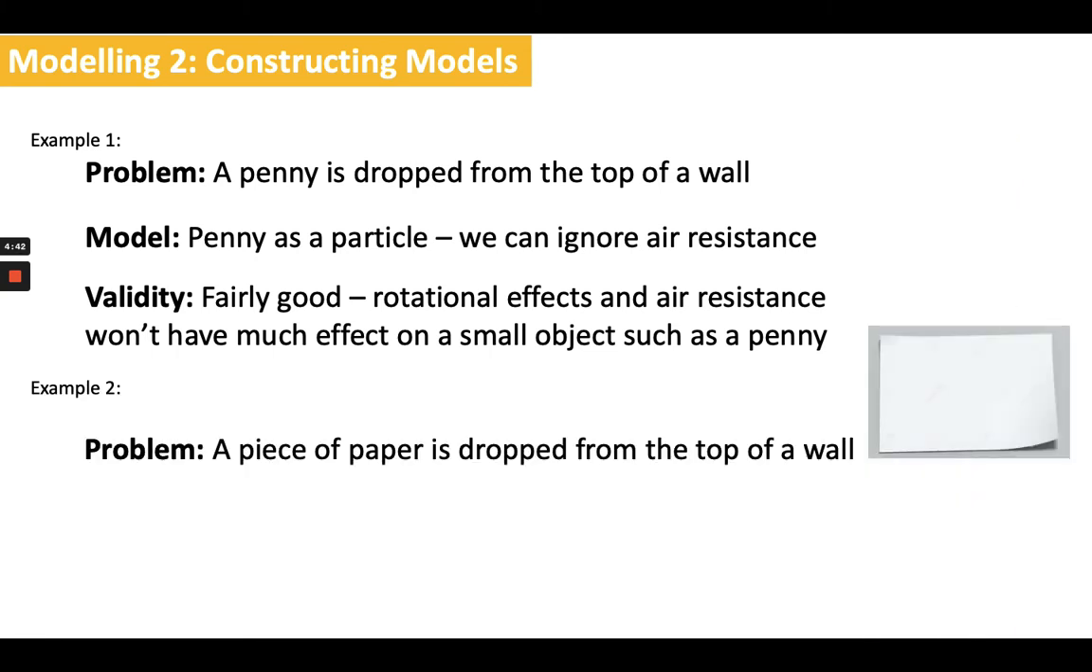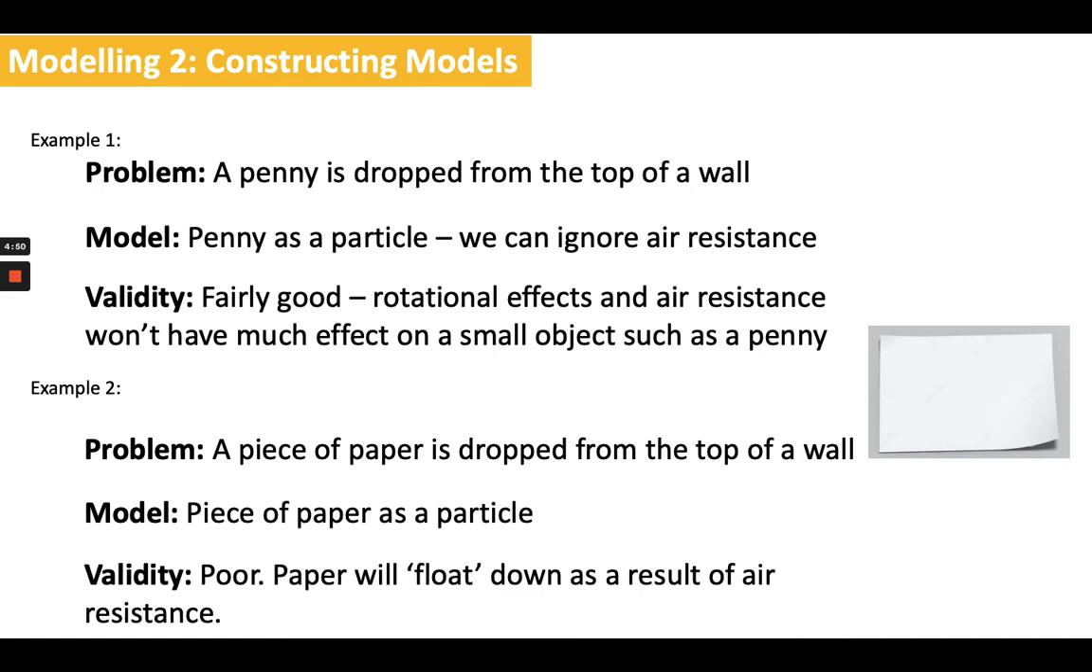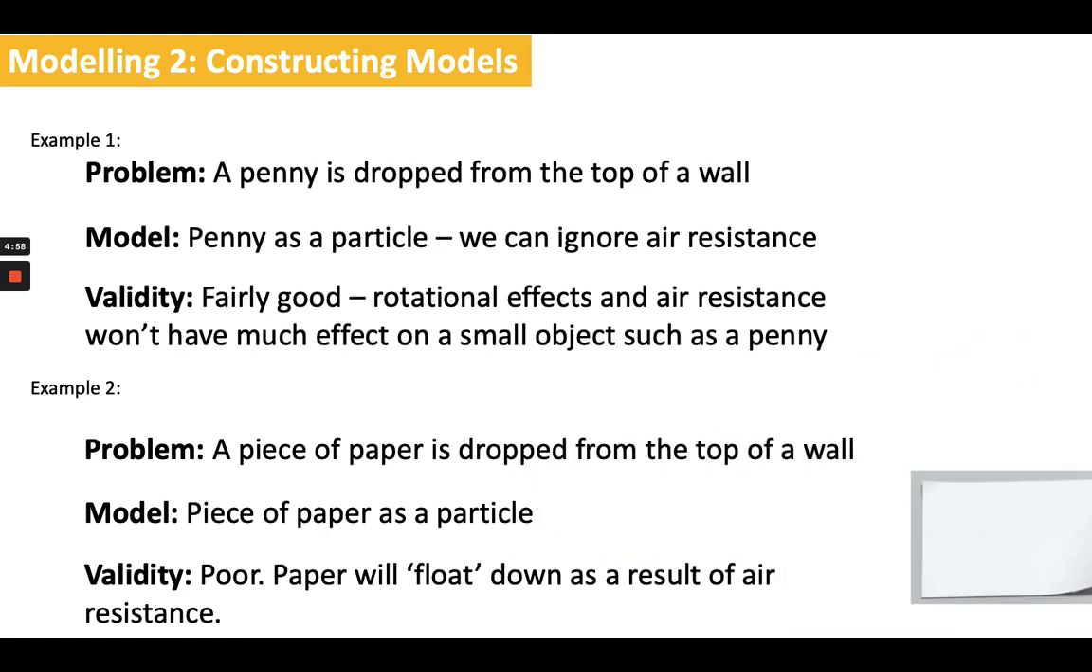For instance, if I drop a piece of paper from the top of a wall, and I model the piece of paper as a particle in this situation, then my validity is going to be quite poor. We know from our own experience that a piece of paper will float down to the ground, which means that realistically my model was not going to be as strong as my original example using a penny. So that starts to talk about some of the issues with validity, and also some of the reasons why we might use certain models to maintain some validity.